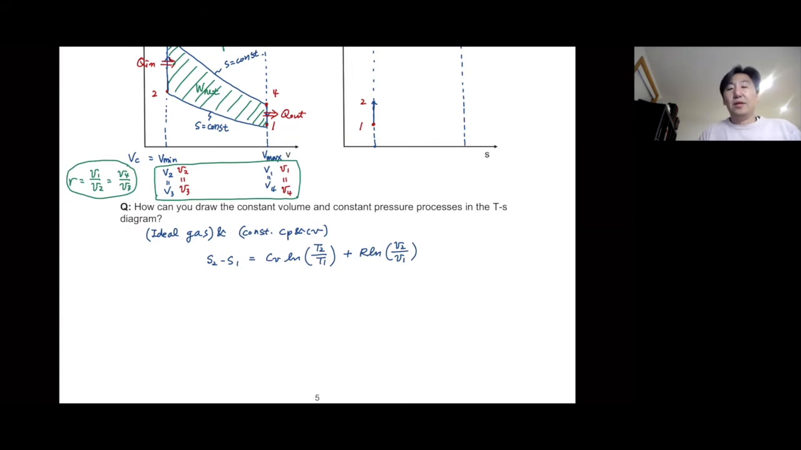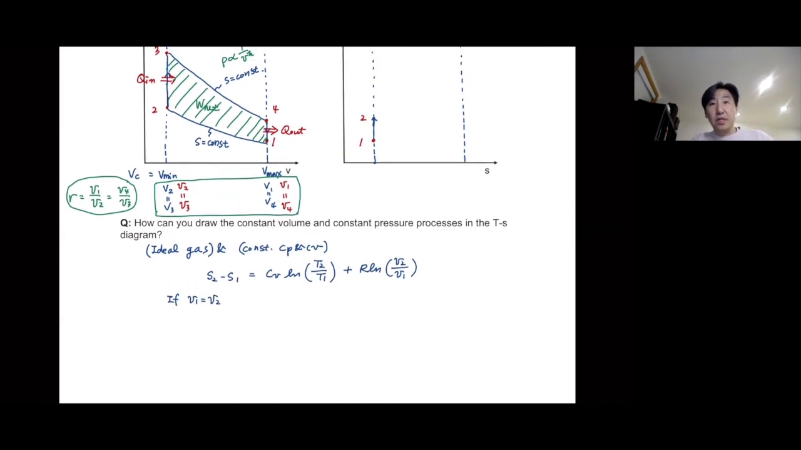Okay. Now, if V1 is the same as V2, so now again, I'm talking about the constant volume process, then the second term is basically gone. So what we have is S2 minus S1 should be equal to Cv log T2 over T1. Because we are talking about how we can draw T as a function of S, I can write it down like that.